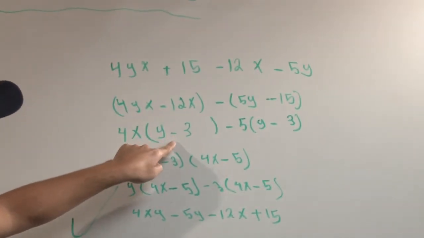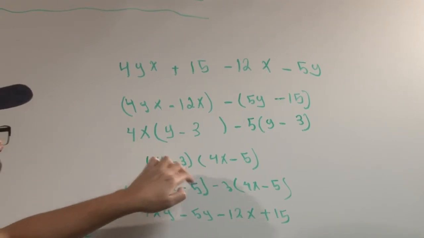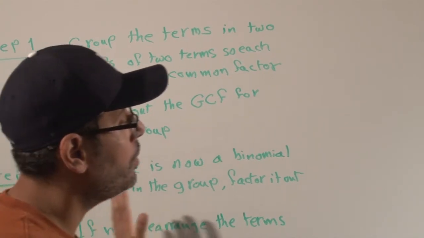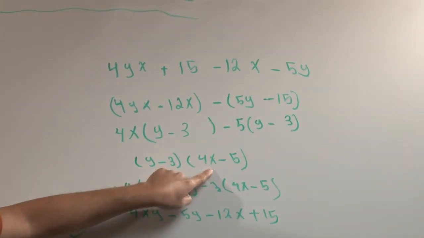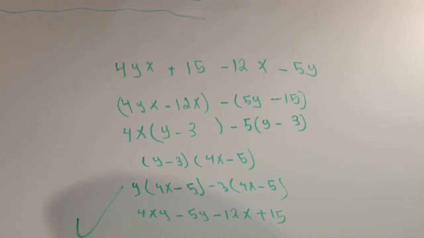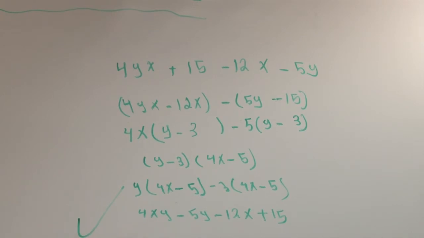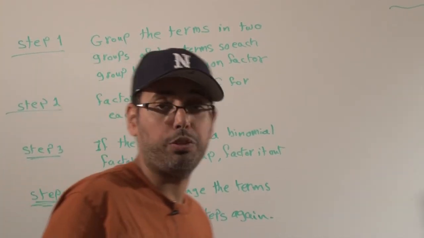You see the binomial here? y minus 3, y minus 3. So I factored it out, y minus 3. And what's left? We get left another binomial, 4x minus 5. If I cannot find that, try to rearrange it again so that you can find a way to factor it. Okay, so these are the 4 steps to solve the factoring by grouping.